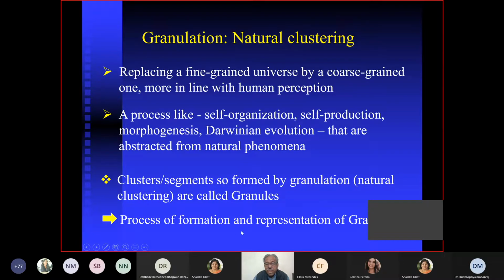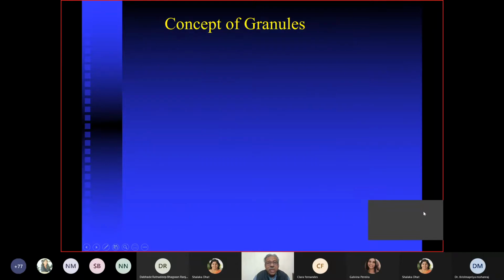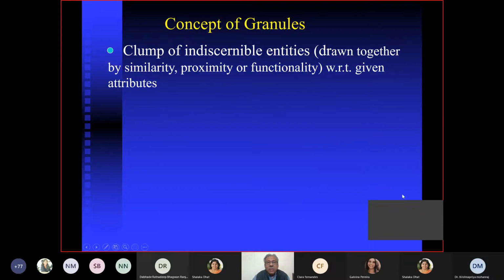This is very important. Now, having these granules, mathematically a granule is a clump of indiscernible entities. That means objects that you cannot discriminate or differentiate with respect to some properties, say similarity, proximity, functionality, and so on, with respect to given attributes. Indiscernible means you cannot segregate them in terms of similarity, proximity, or functionality.